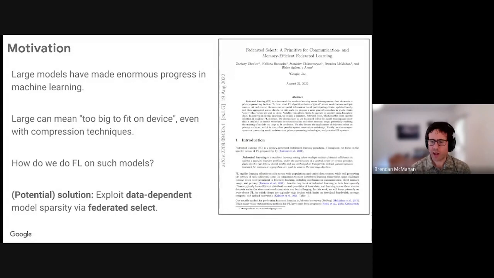So how do we do FL on these models, right? How can we benefit from these kinds of models in a federated setting? There's a variety of approaches to this. One is to combine centralized training with federated training. I think Sean is going to talk a little bit more about that in one of the mini workshops later in this workshop. But a potential and I think very promising solution is to try to exploit data-dependent model sparsity. And with that in mind, we've developed this new primitive we're calling Federated Select.